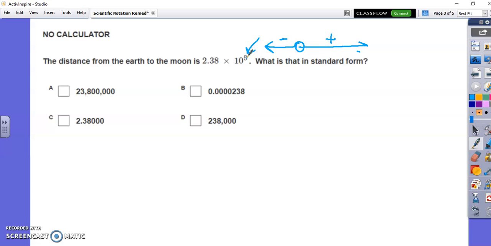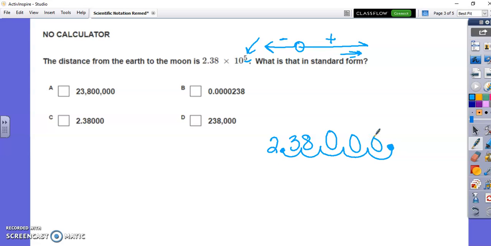So when your exponent is positive, you're going to be going to the right, and this little number tells you how many spaces to move it. So in this case, we're going to move it 5 spaces to the right. So we have the number 2.38, and we're going to physically move this decimal 5 spaces to the right. 1, 2, 3, 4, 5. Every space you see a little dip, you're going to fill in with the 0.